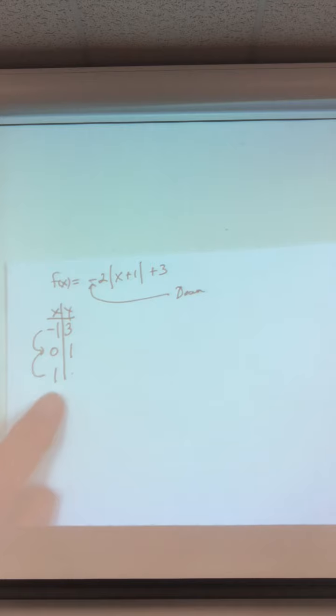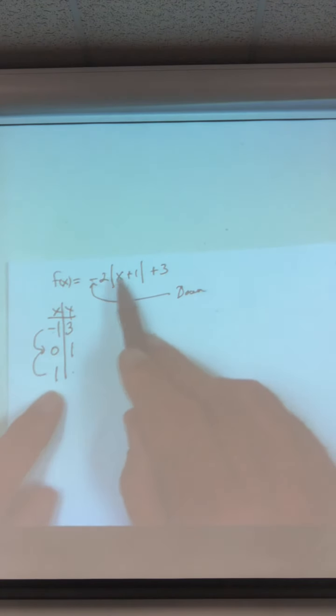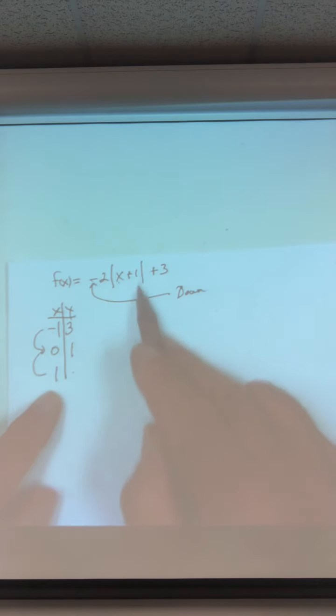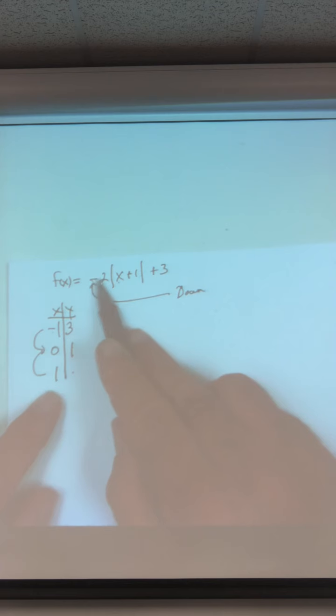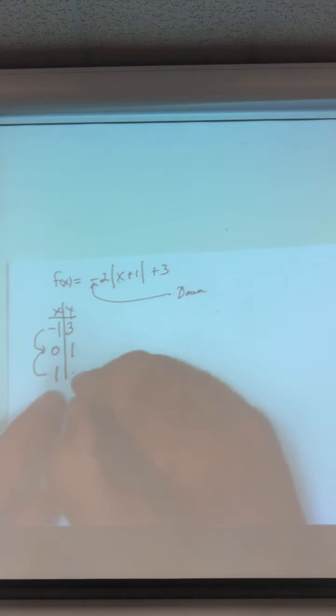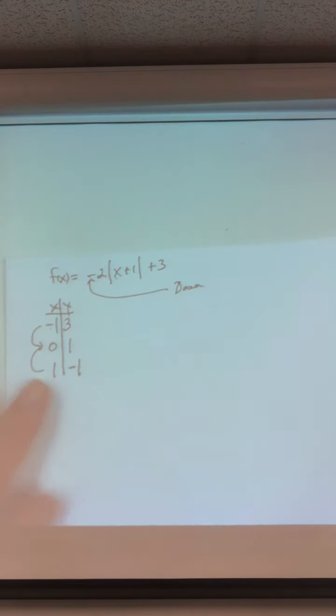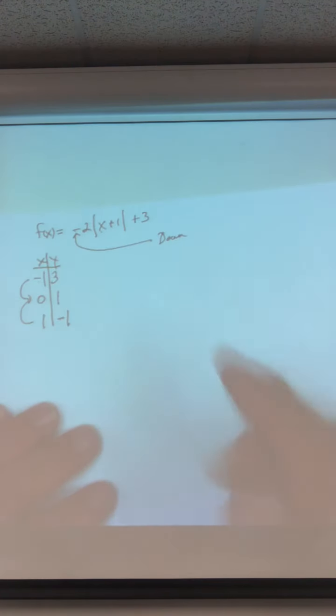One more. Let x be 1. 1 plus 1 is 2. Absolute value of 2 is still 2. 2 times -2 is -4. And -4 plus 3 is -1.